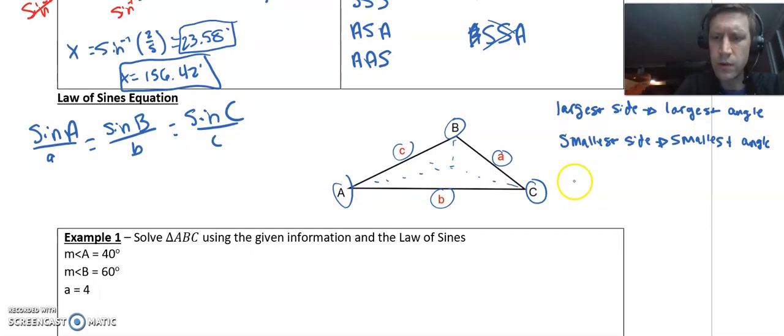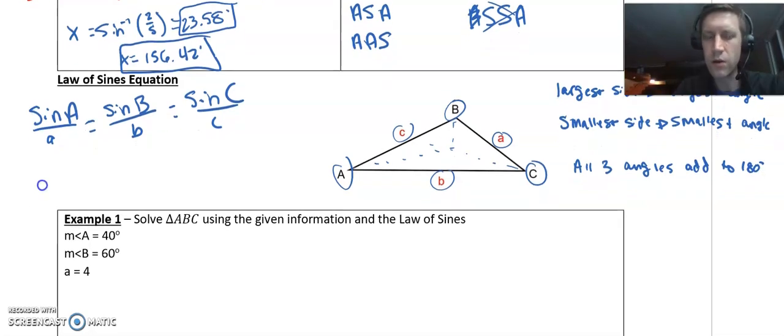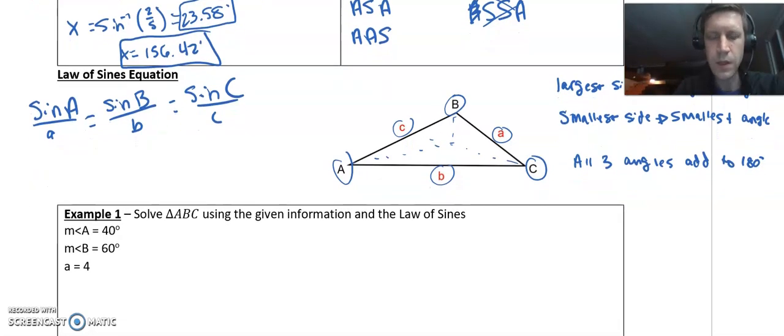Another thing, just remember that all three angles will add to 180 degrees inside of a triangle. Hopefully you guys remember that. So you may be asked to solve the triangle. Solve means find all the remaining sides and angles. Usually you're given 3 and you have to find the 3 other ones.